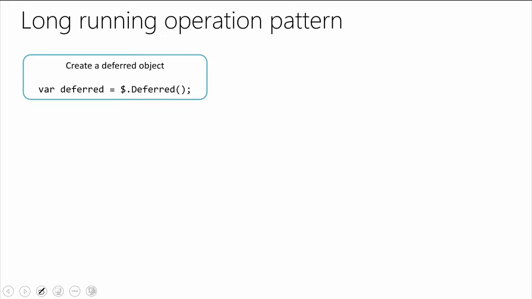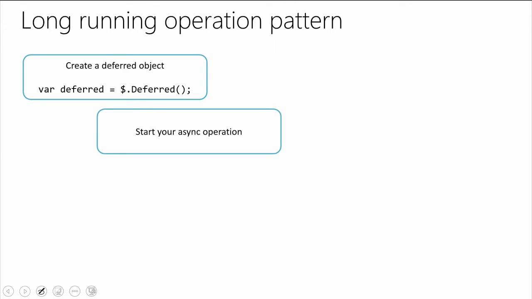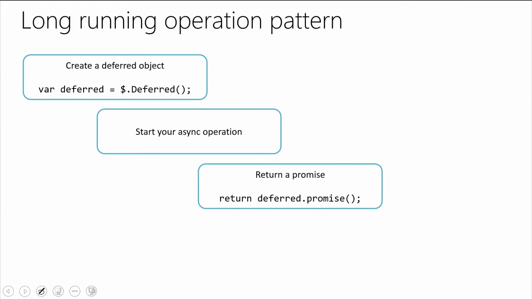The basic pattern when you're going to use deferred is as follows. Number one is to set up a deferred object, just like that. Number two is to then start whatever the operation is. So if you're going to call off to a server, or set up your web worker, whatever it is, you're going to do that at this point. And then you're going to return back a promise. And it's that promise that the caller or the client is going to use.